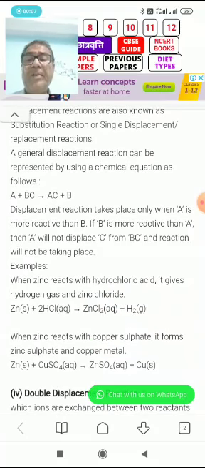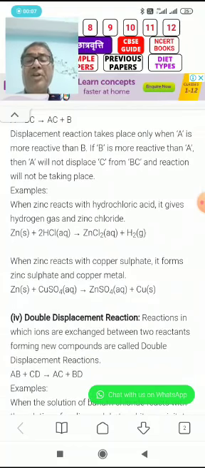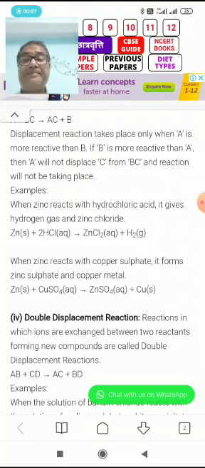Here you see example now. Zinc reacts with HCl to form zinc chloride and hydrogen. Here zinc displaces hydrogen to form zinc chloride, means zinc is more reactive than hydrogen. Second example is zinc plus copper sulfate gives zinc sulfate plus copper. Here zinc is more reactive than copper, so zinc displaces copper from copper sulfate solution.